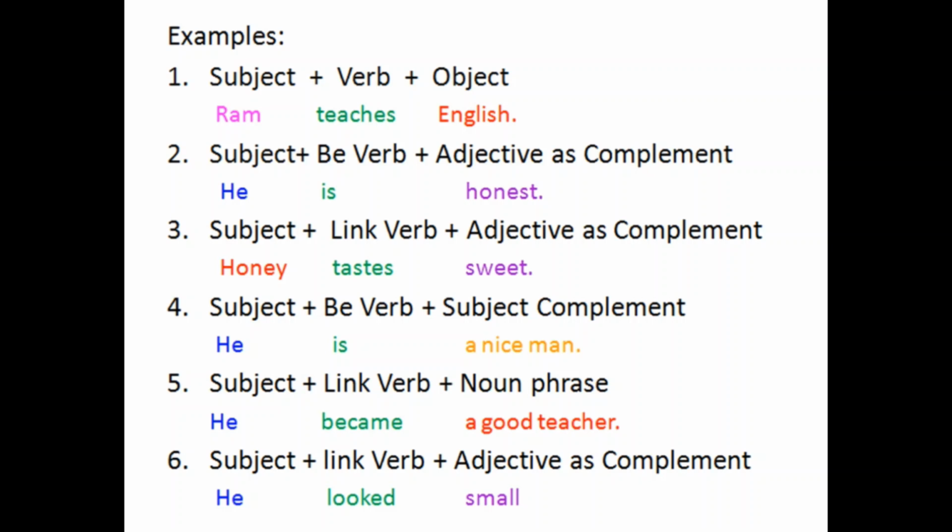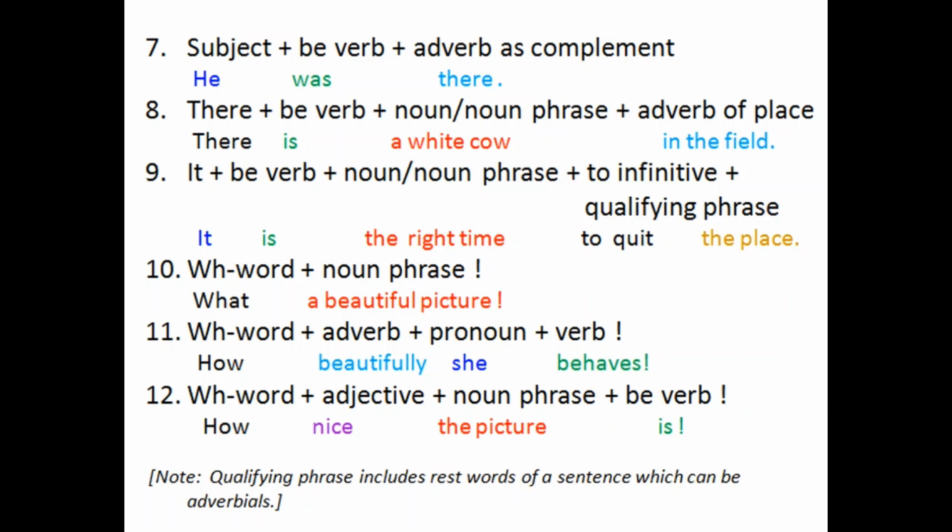Next, subject plus link verb plus adjective as complement. He looked smart. Look at the next structure. Subject plus be verb plus adverb as complement. So the sentence is, he was there. Look at the next sentence. There is a white cow in the field. Here, there plus be verb plus noun phrase plus adverb of place structure is followed.